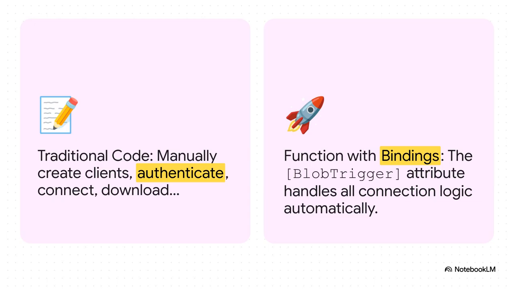On the left, that's all the stuff you'd normally have to write yourself. On the right is the Azure function. See that little blob trigger thing? That's a binding. It tells the function, hey, wake up when a new file appears here, and it handles all the connection and authentication stuff for you. It literally just hands the file's content straight to your code. It's so much cleaner and more efficient.